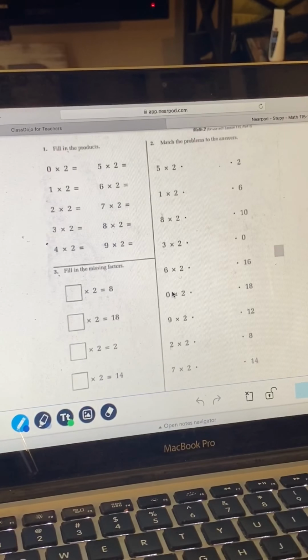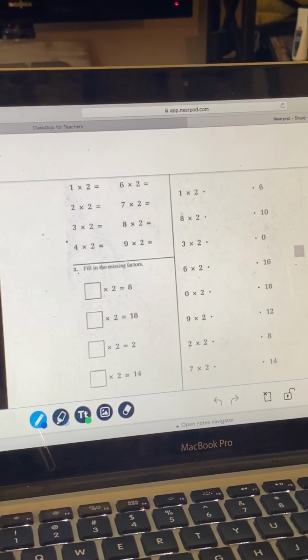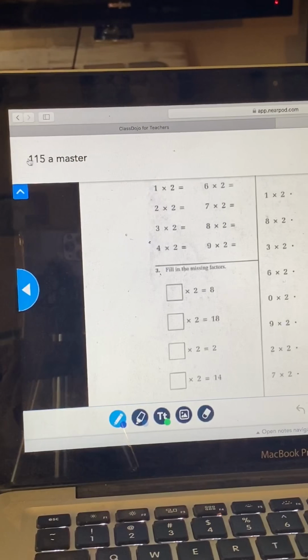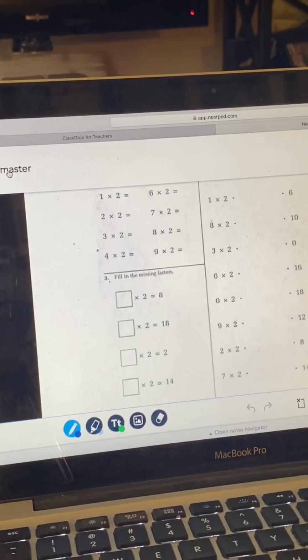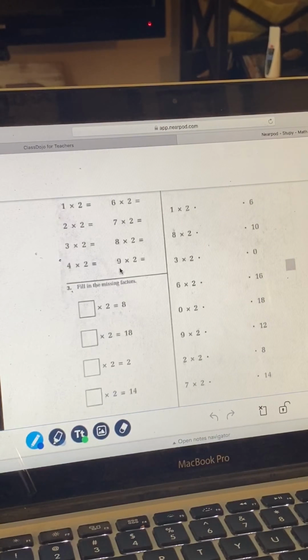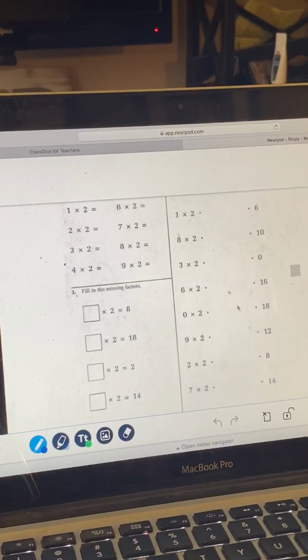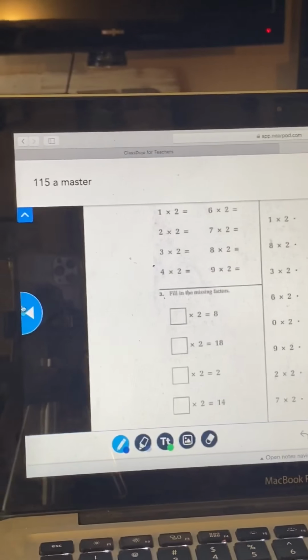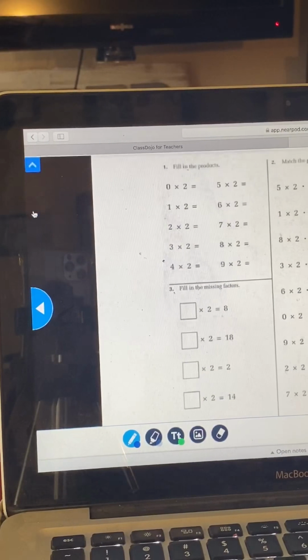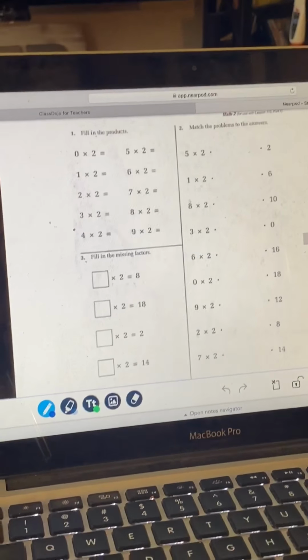All right, guys. So I'm in Nearpod. I am on lesson 115, a master. And I'm going to go ahead and do this with you guys. So I'm actually going to do just these two boxes with you, and then I want you to complete this box by yourself, okay? So to get this out of the way, I click this little arrow. Now I have all my space. Let me set up my tripod here.